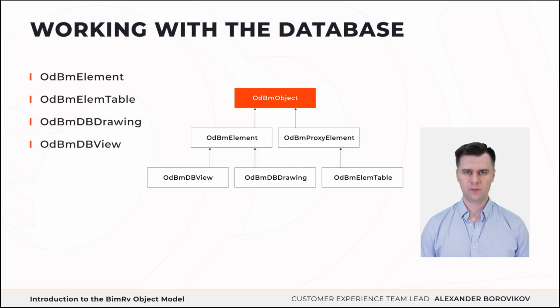ODBM DB drawing. DB drawing is similar to a drawing layout. Each DB drawing keeps a set of DB view items for the drawing. It may be floor plan, cell plan, and similar. ODBM DB view. The key point about the view is that it does not own elements, does not have a list of visible elements, or something similar. It includes a set of rules and filters. Using those filters, view performs the selection of the elements that will be visualized on the view.